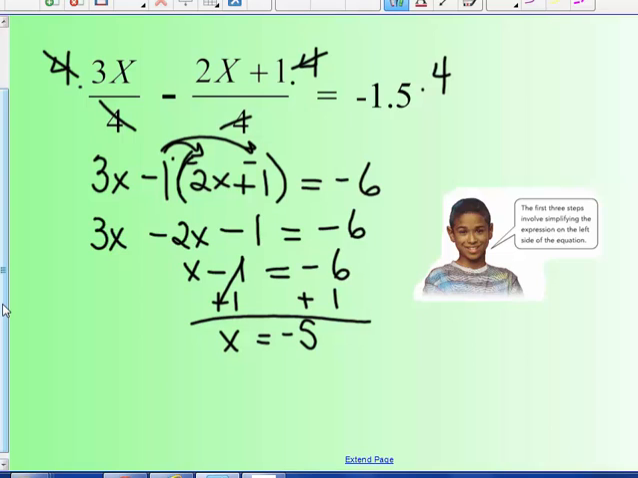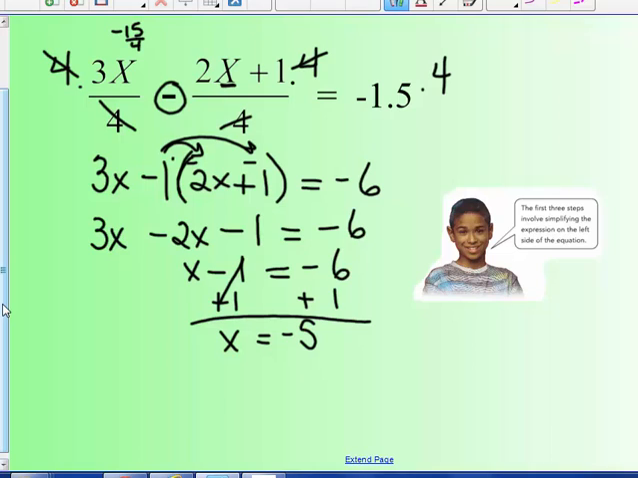Checking this is not a very easy process because of the rationals, but I'm going to do it. 3 times negative 5 would be negative 15 divided by 4 would just be negative 15 fourths. I'm going to leave that. Negative 5 going in here for this x, 2 times negative 5 would be negative 10 plus 1 would make it negative 9 fourths.